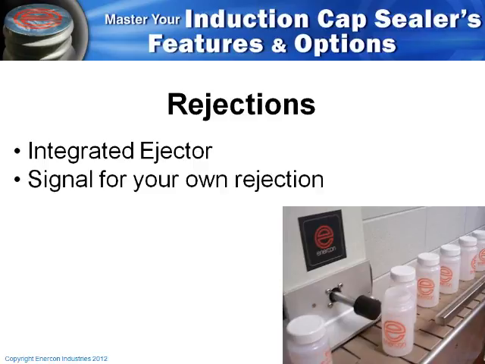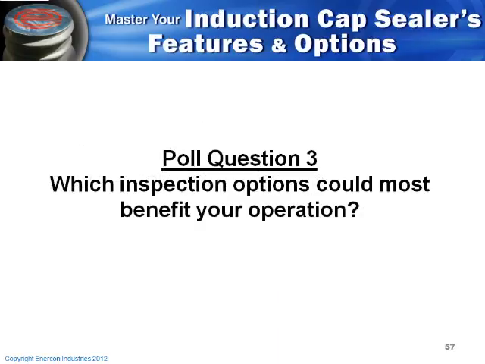I mentioned that all of these features will send a signal to reject the bottle. Enercon provides an integrated ejector system, or we can provide you a signal for your own rejection system, which we're more than happy to work with designing how we need to feed our signals into your rejection system.